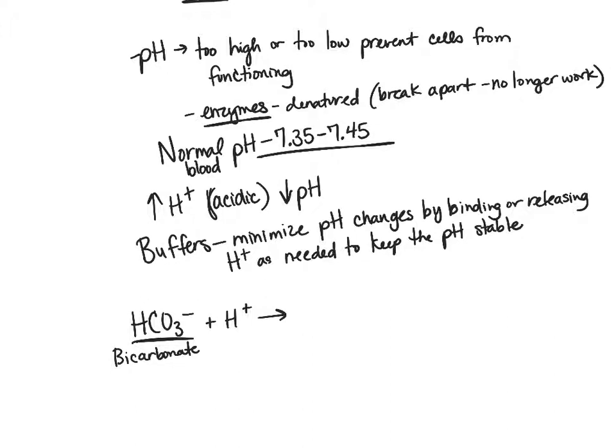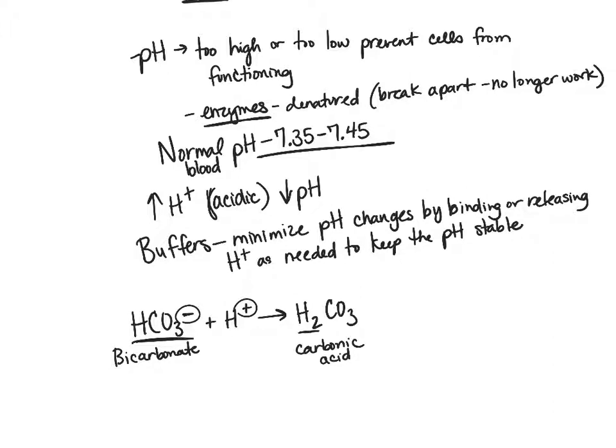So our bicarbonate buffer that's floating around in our bloodstream can grab onto this hydrogen ion, and then it will turn it into H2CO3. Notice this negative is counteracted by the positive, so it grabs onto the hydrogen. We add another hydrogen here, and it turns it into what is called carbonic acid.